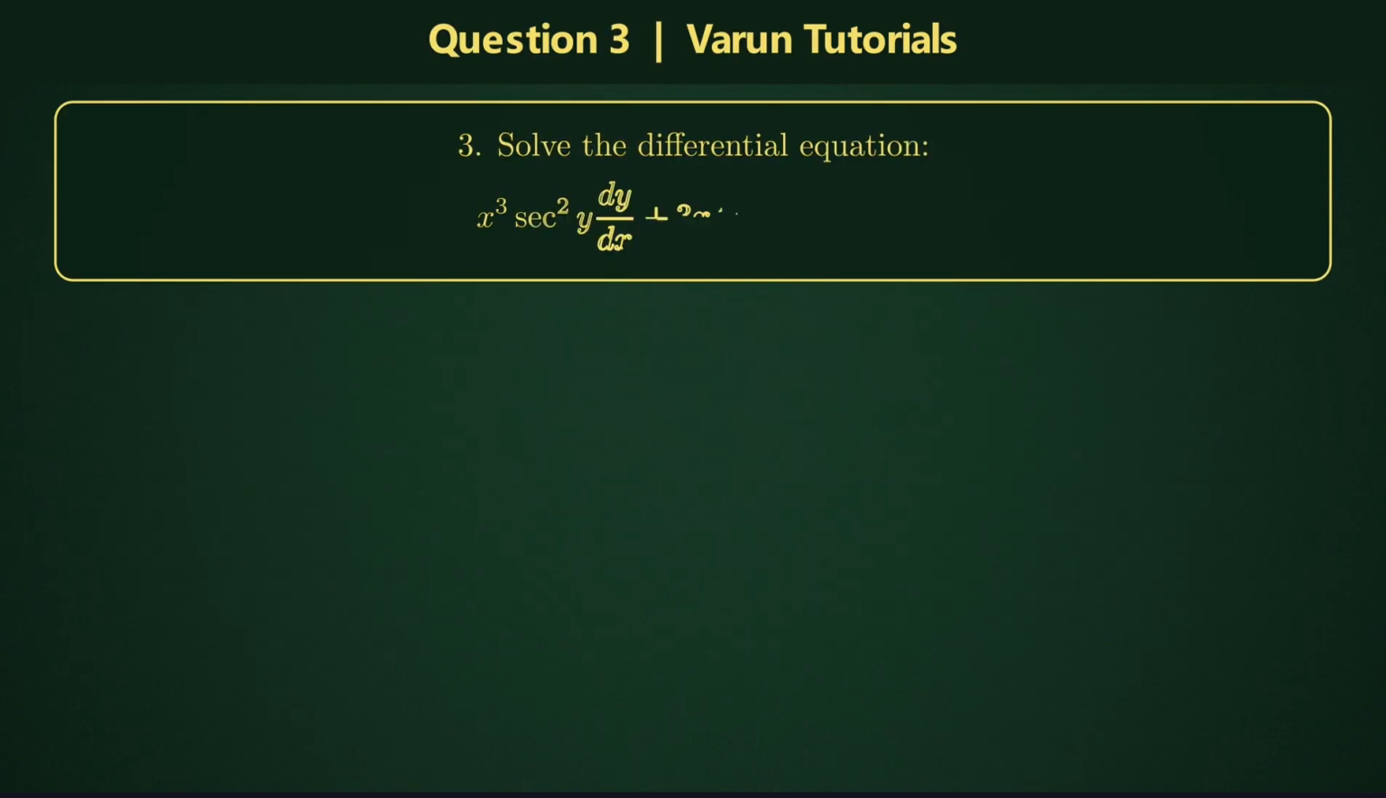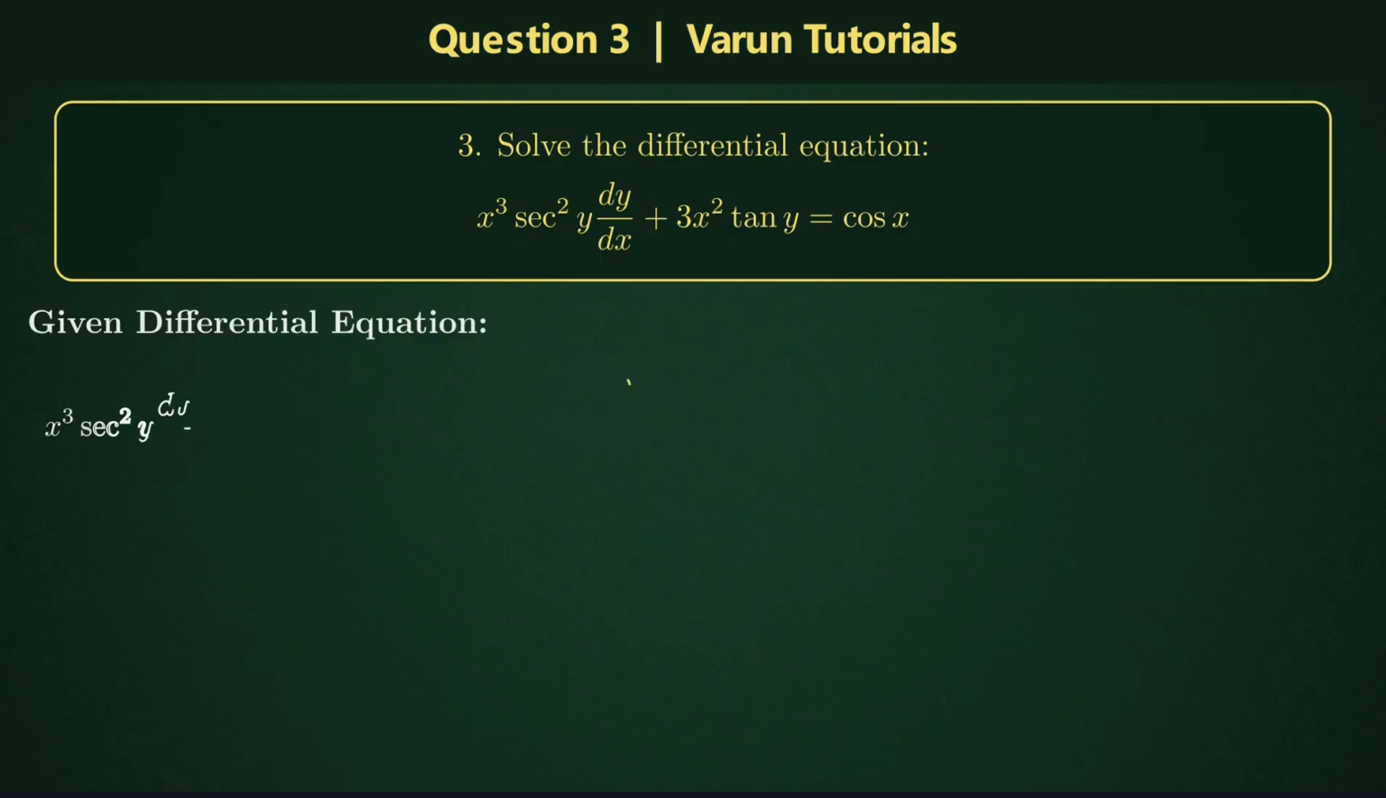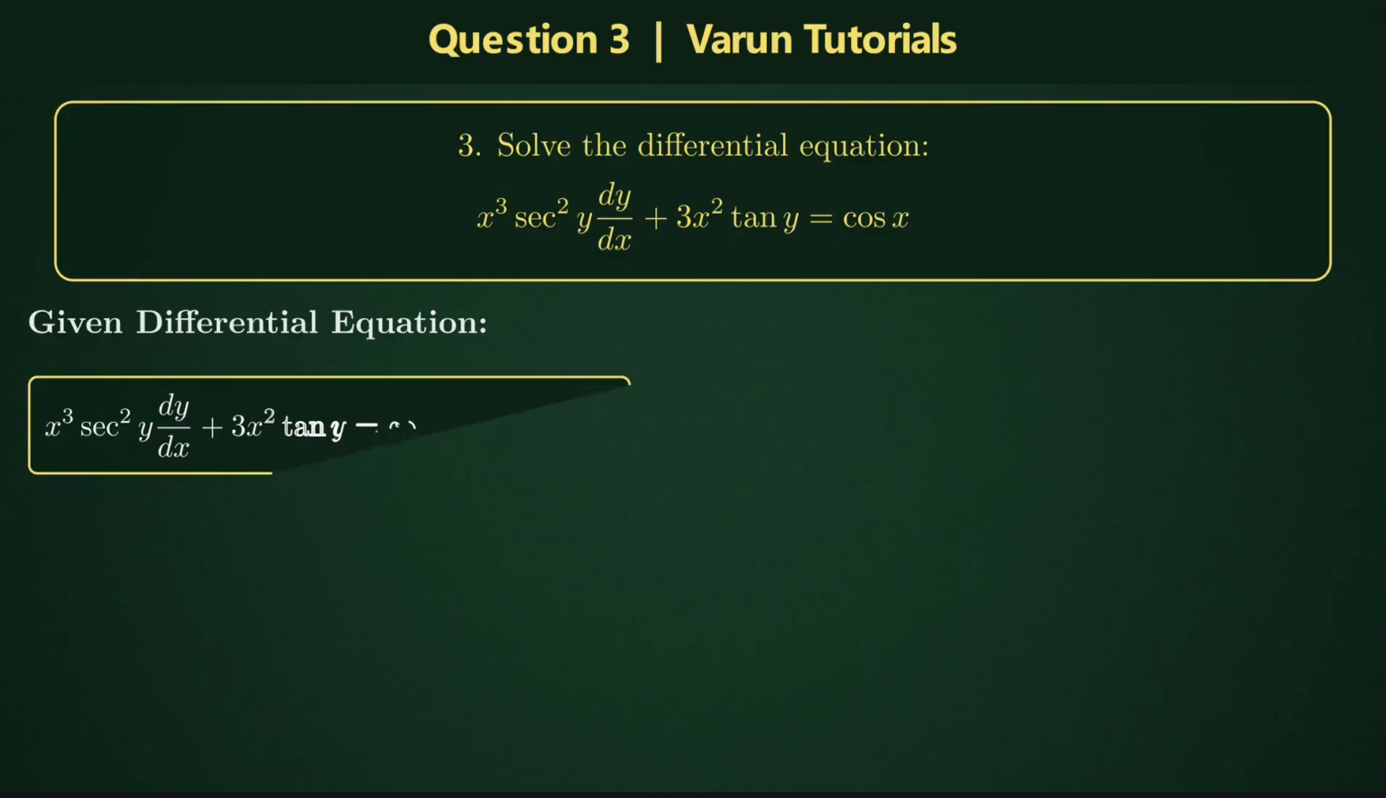Let's move to question 3: x cubed times sec squared y times dy by dx, plus 3x squared tangent of y, equals cosine of x. This equation can be reduced to linear form using substitution. We write down the given differential equation. The equation is x cubed times sec squared y times dy by dx, plus 3x squared tangent of y, equals cosine of x. We label this as line 1.